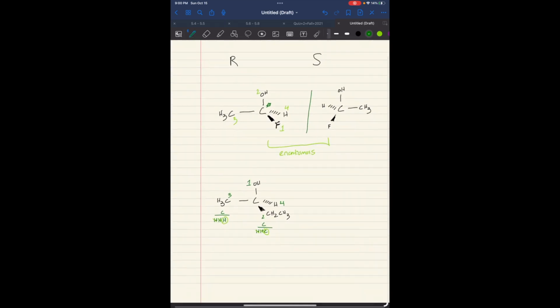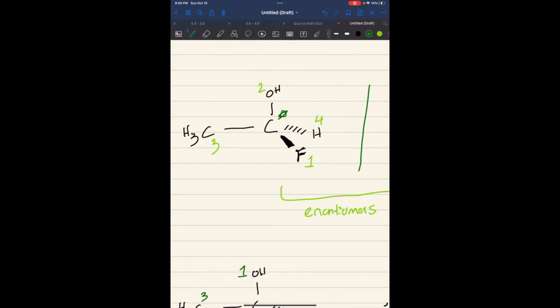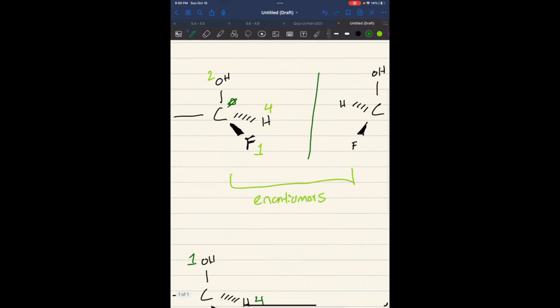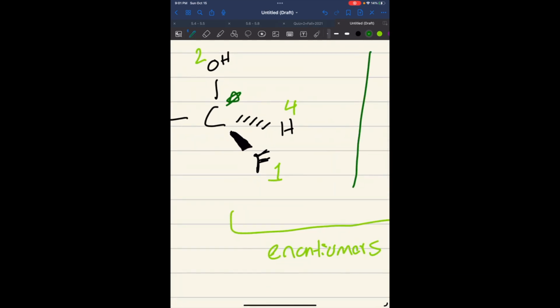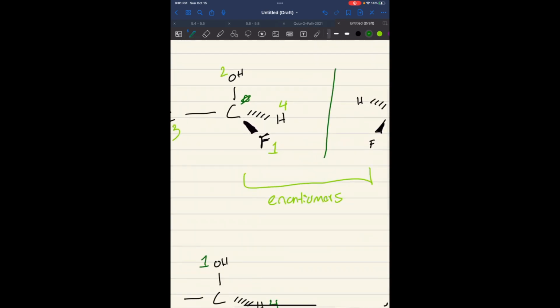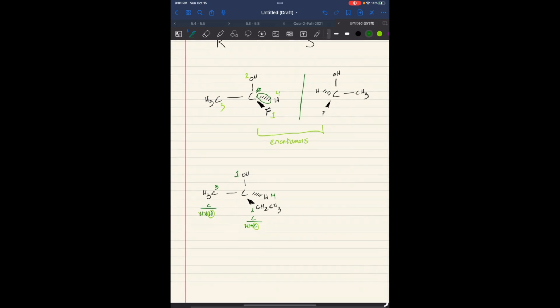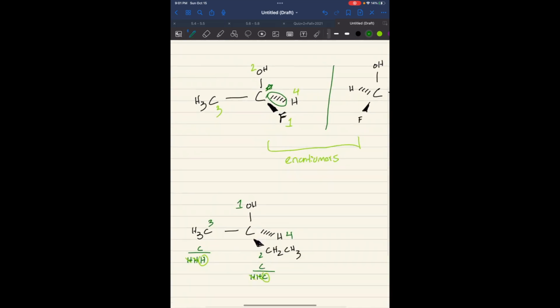So now that we have our priorities assigned, we can figure out whether it's an R or S configuration. The easiest way to figure this out is that the lowest priority group should always be going into the plane. It should be on a dash. So you see how our hydrogen right here is circled. It's a dash and not a wedge. So that's already a good thing. It made it a lot easier for us.